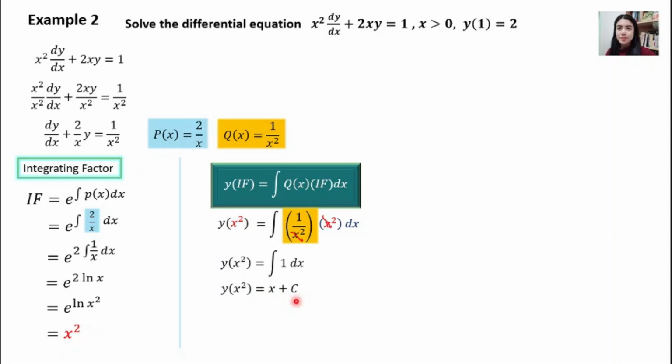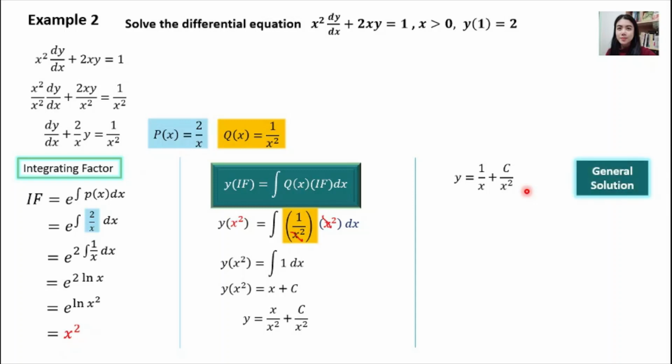Do not leave your answer in this way, because your left hand side is supposed to be y only. So you divide all of them by x squared, and simplify it. You will have y equal to 1 over x plus c over x squared. This is actually the general solution for this example. But because we have the initial conditions, you have to continue.